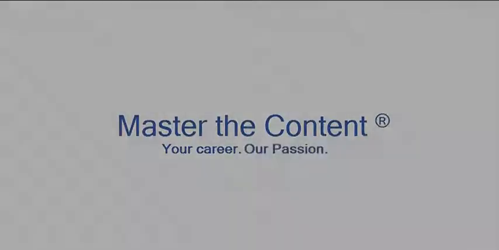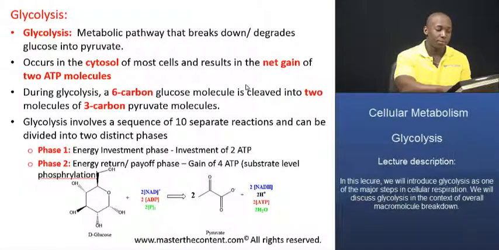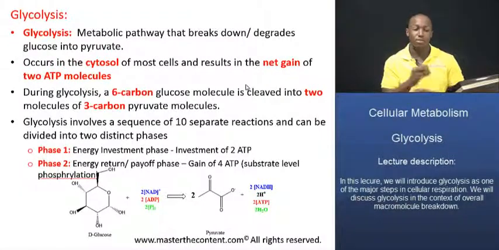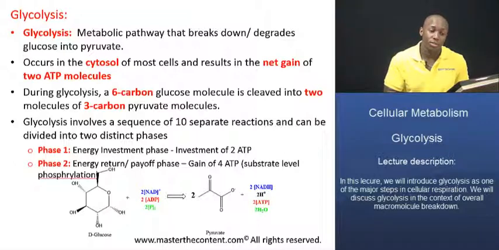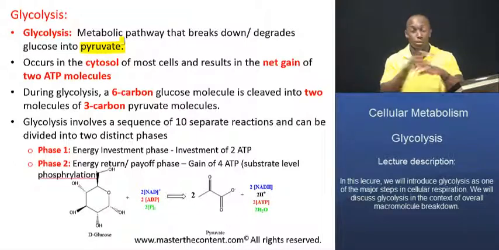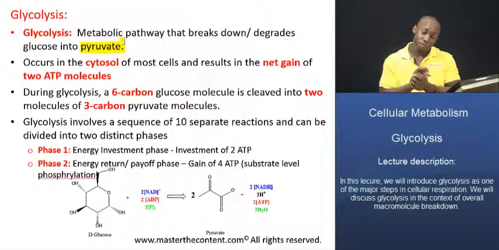Your career, our passion. Let's delve into what we came to do today, glycolysis. It's a metabolic pathway that breaks down, or degrades, glucose into pyruvate. In glycolysis you usually have a 6-carbon sugar, so we're going to be talking about glucose the entire time. That's the simple sugar we're going to focus on. Now, glucose is a 6-carbon sugar.